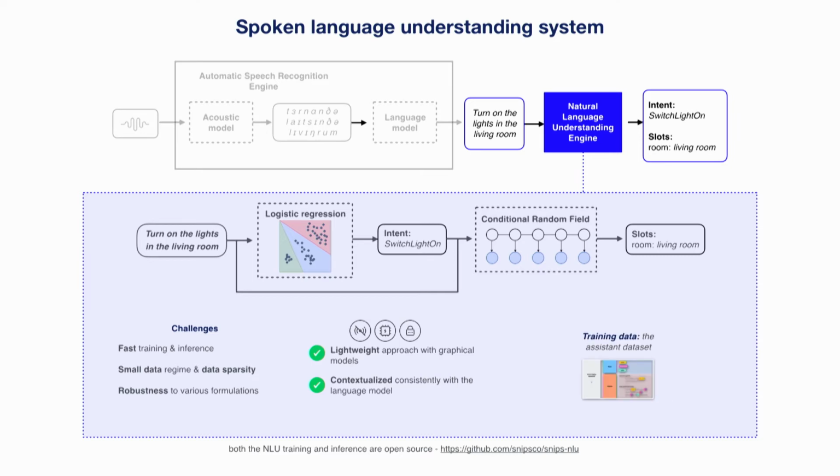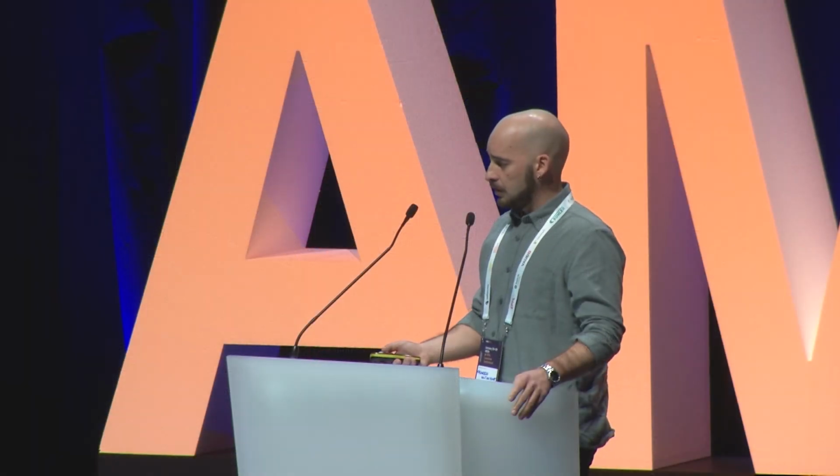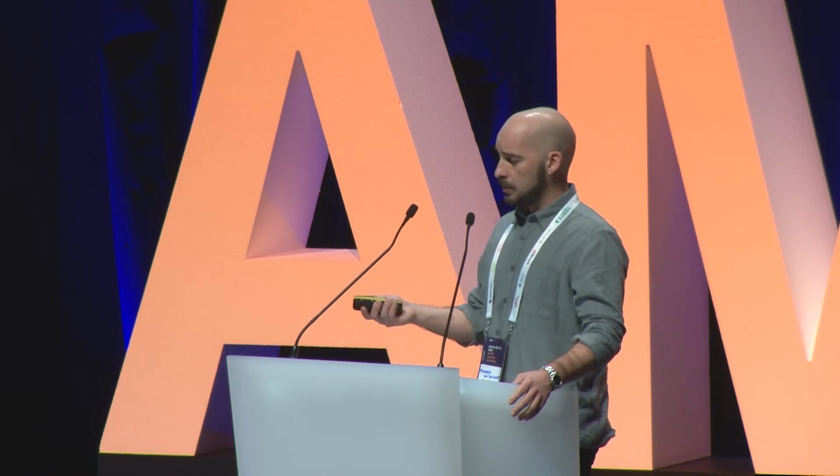So we use lightweight models. We use logistic regression for intent classification, and conditional random fields for slot filling. And essentially, we also did contextualization in a coherent way with the language model. So we trained the language model and the NLU on the same data, which enforces coherence between the two. And our NLU library is open source, and it's available on GitHub.